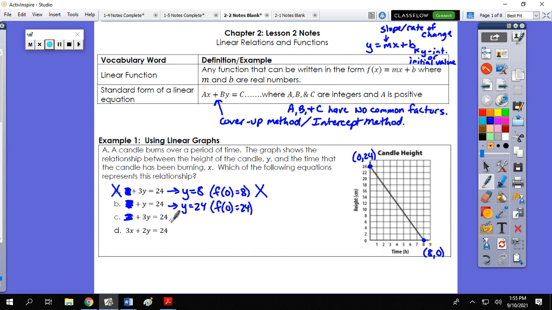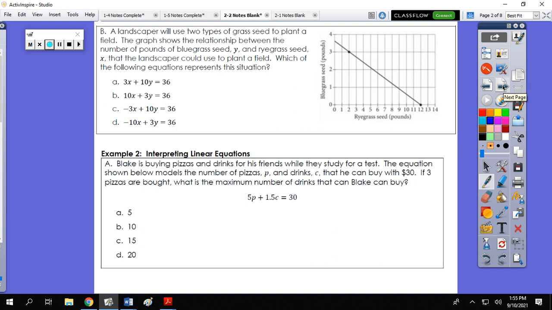Cover this one up. 3y equals 24 means y equals 8. So again, f of 0 would be 8. That is not this function. And finally, 2y equals 24 would imply y is 12, or f of 0 is 12. That is not the right function. So the only one that works is letter B. The other three don't make any sense. We could take the same approach with the x-intercept by covering up the y, but it wouldn't be as effective. It would only eliminate answers A and, I believe, C. Okay, so example 2, or letter B there.